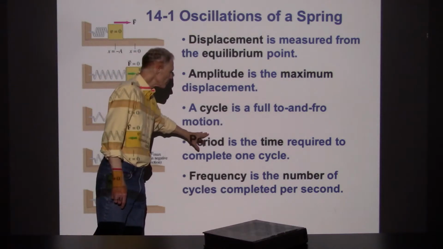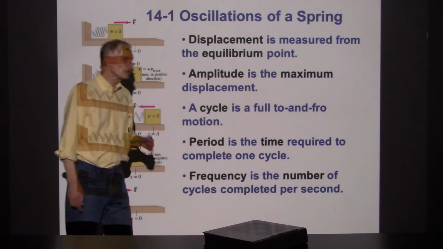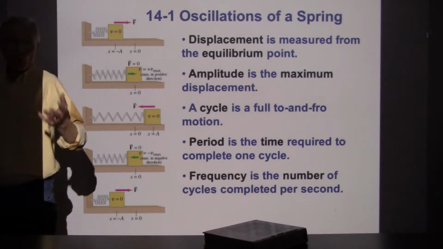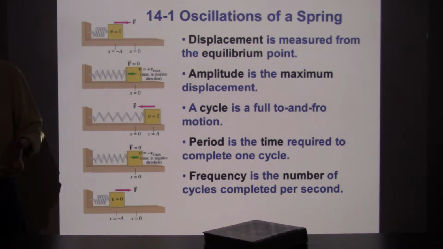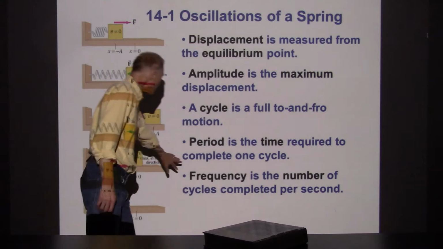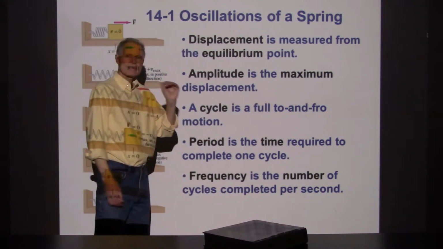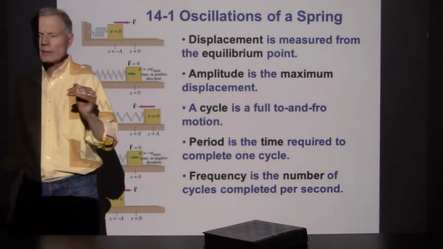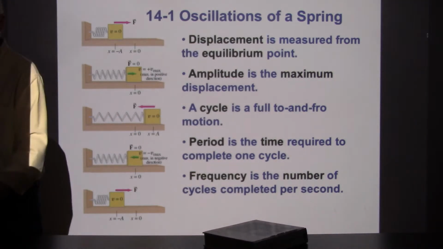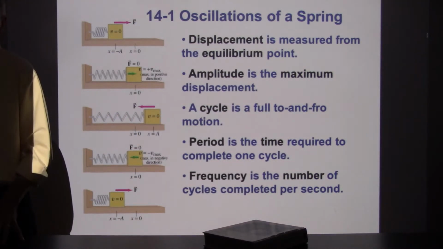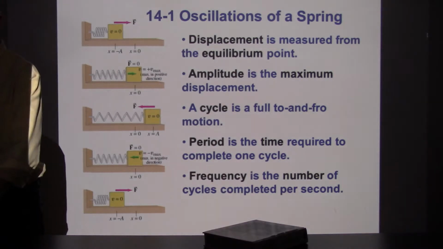Now the period is the time required to complete one cycle. So how long are these cycles taking? That's referred to as a period. The frequency, which is the inverse of the period, is the number of cycles completed each second. Okay, so there's a fair amount of vocabulary we're going to develop in this chapter.